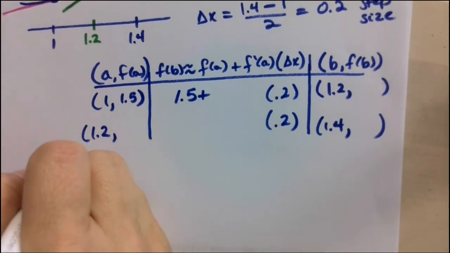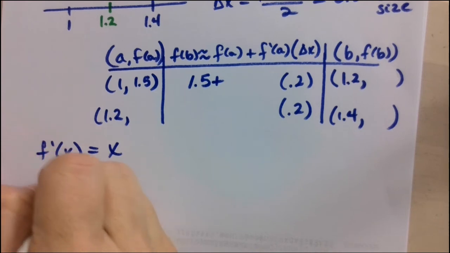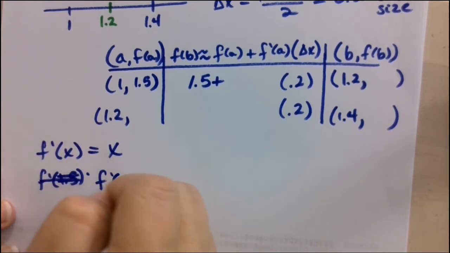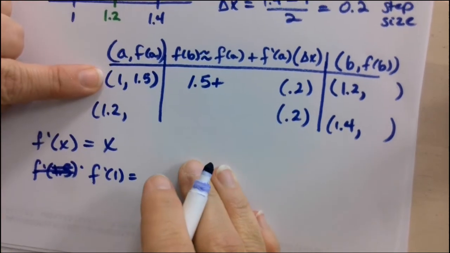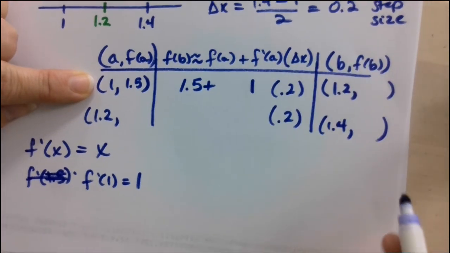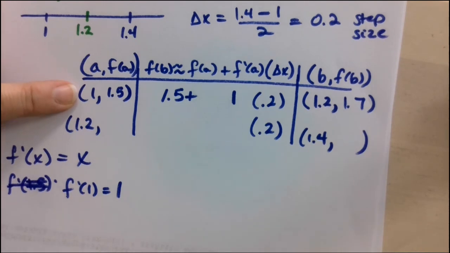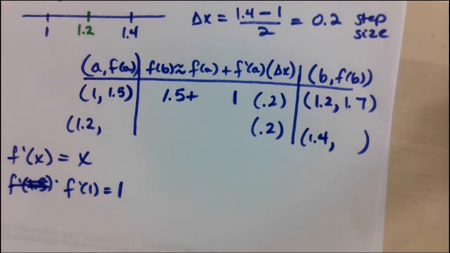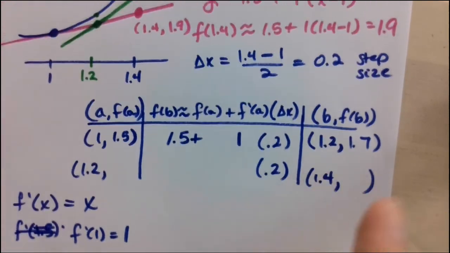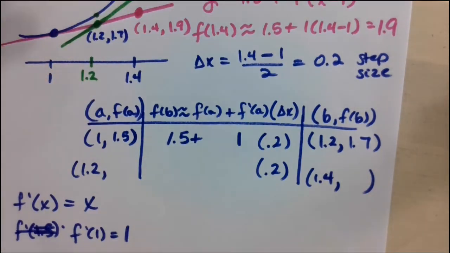Remember that f prime of x is going to be equal to our dy/dx, our differential equation, which is just x. So f prime of 1, 1 is our a value, that's going to be equal to 1. So my slope here is 1. And 1.5 plus 0.2 would give me the point (1.2, 1.7). And so these are the coordinates of this point right here, (1.2, 1.7).